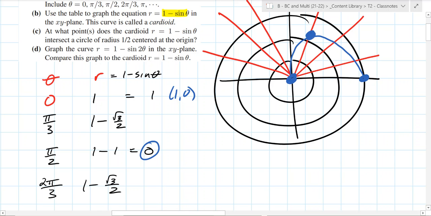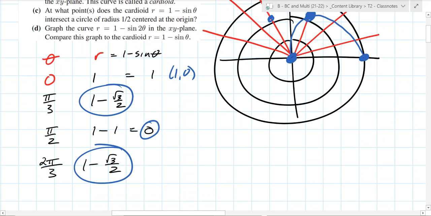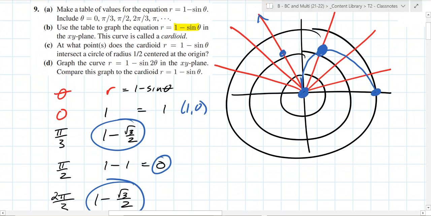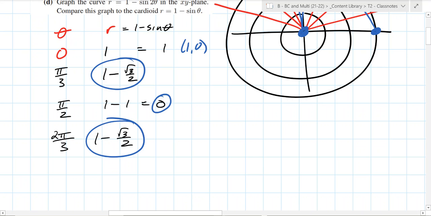That's a really good question. Where does it go next? What's the next point? 2 pi over 3? That's this angle measure right here. 2 pi over 3, it's 1 minus root 3 over 2, right? So where does it go? Are these the same? Yes. So it's going to go back up here, right? Is there going to be symmetry here? Yeah, there's going to be symmetry. So it goes back up to here. And then what's the next value? Let's just do pi. What's sine of pi?